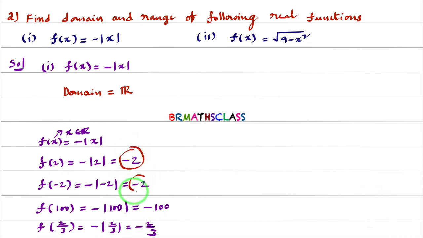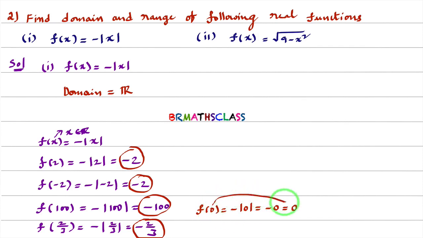If you observe these images, all of them are negative real numbers. So, whatever real value you take for x, its answer is a negative real number. Is it possible we will get 0? You see here, you calculate f of 0. What is f of 0? Minus modulus of 0. Modulus of 0 value is 0. Minus 0 is nothing but 0. So, image of 0 is 0.